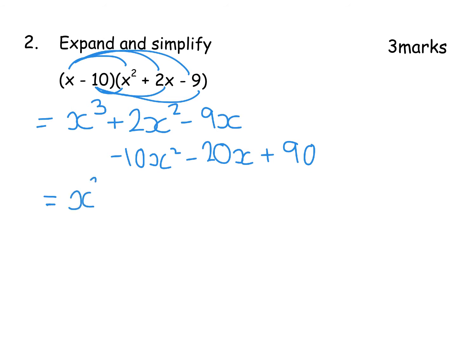So you've got x cubed. The x squareds give you 2 take away 10 is minus 8. Please be careful with these. This is where people make the mistakes. It's a simple integer question. Negative 9, negative 20 is negative 29x plus 90. And if we were marking this, we would give you a mark for the first 3, a mark for the second 3, and a mark for tidying it up. And when you tidy it up, there must be an x cubed bit in it, otherwise you'll lose another wee mark. So that's that one.